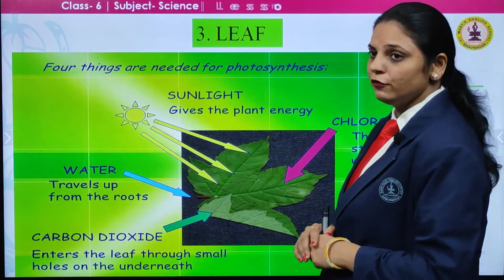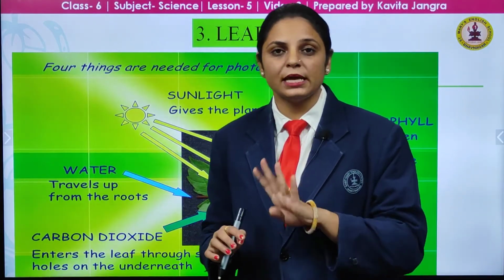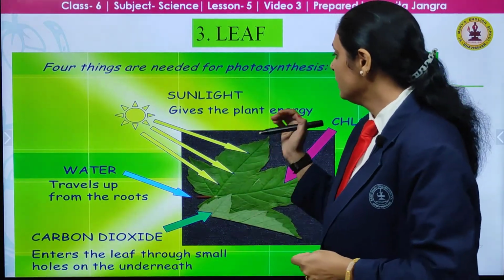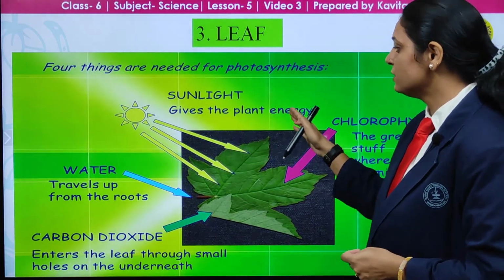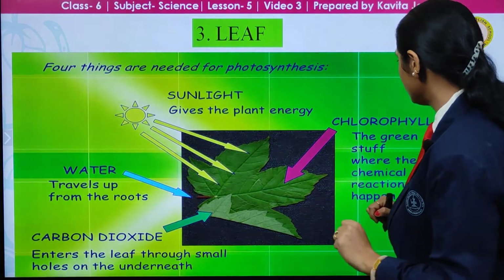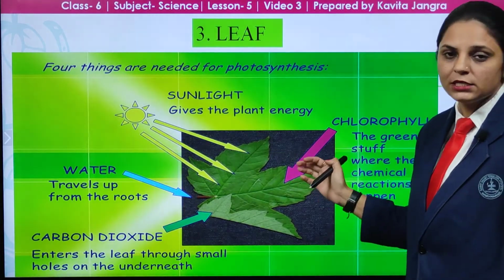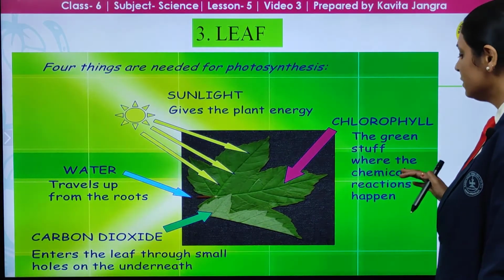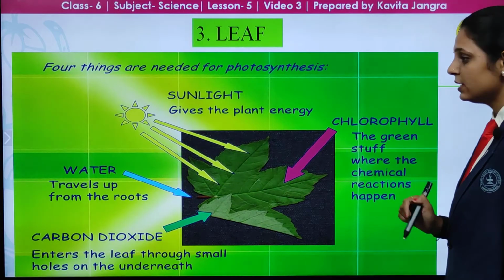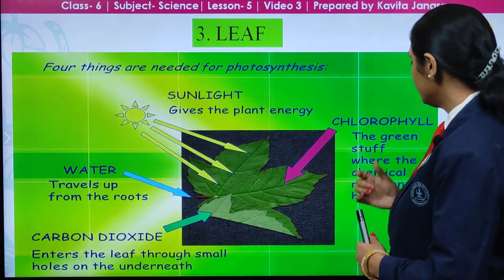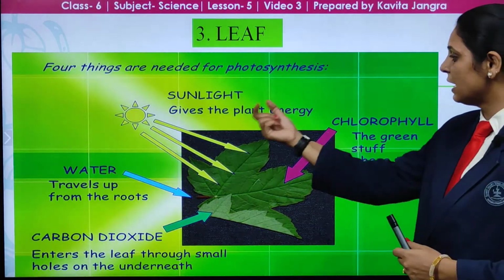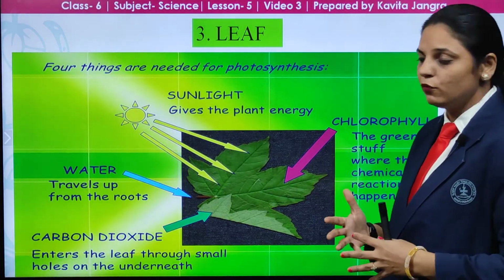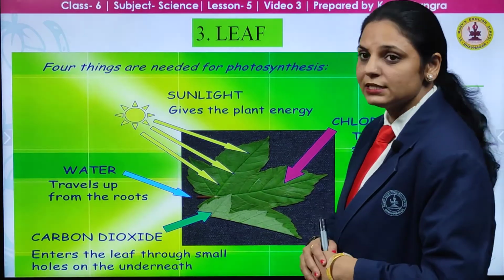Four things are needed for photosynthesis. What are the four things? As we studied in the previous chapters also, let us recall again. First is sunlight, which gives the plant energy, that is the important thing. Next is chloroplast, the green stuff where the chemical reaction takes place. This is known as chlorophyll. The chlorophyll pigment helps in the conversion of sunlight energy into chemical energy, that is, to make the food for the plant. And what else is needed?